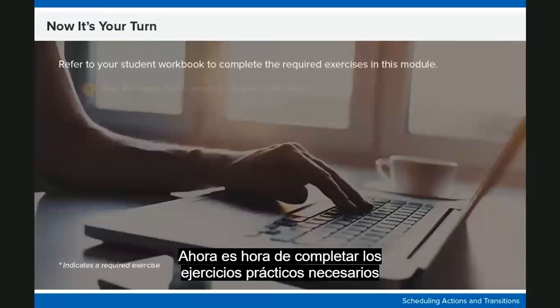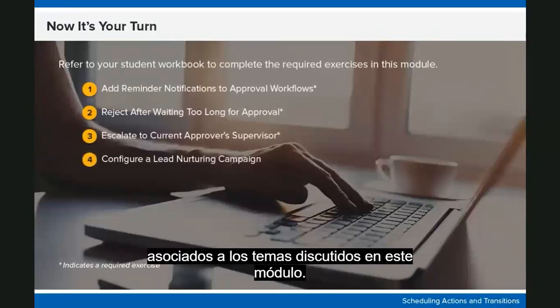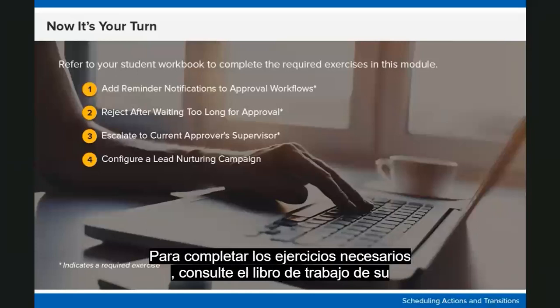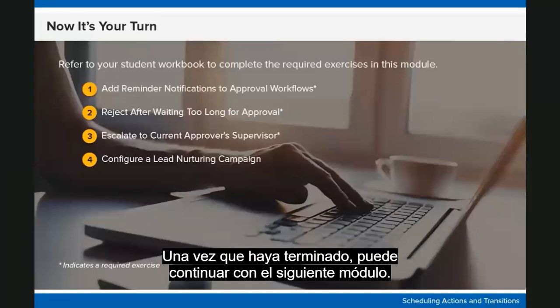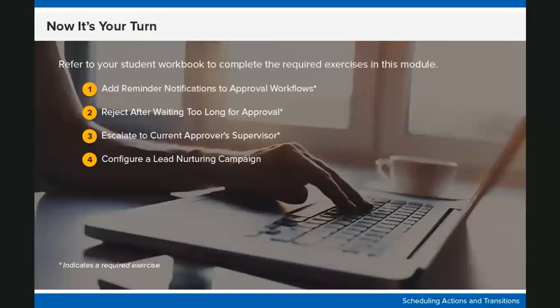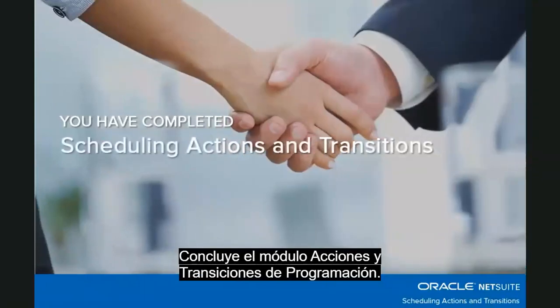It is now time for you to complete the required hands-on exercises associated with the topics discussed in this module. To complete the required exercises, refer to your student workbook. When you have finished, you may continue with the next module. This concludes the Scheduling Actions and Transitions module.